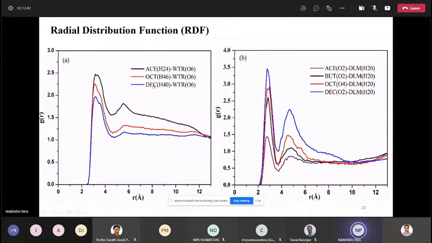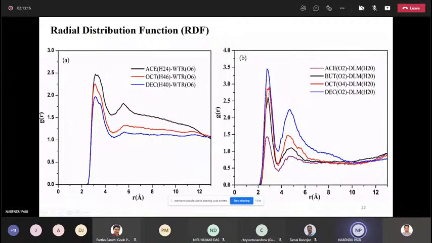On the right side, here we have done the RDF analysis for the HBA and HBD. That is, DL-menthol is the same for every system. Only the HBD is different, that is acetic acid to decanoic acid. Here also we found similar things. The decanoic acid and DL-menthol have much more interaction, or much more probability of finding one another, at around 3 angstrom distance. The radius is the same for every system, but the probability is different.